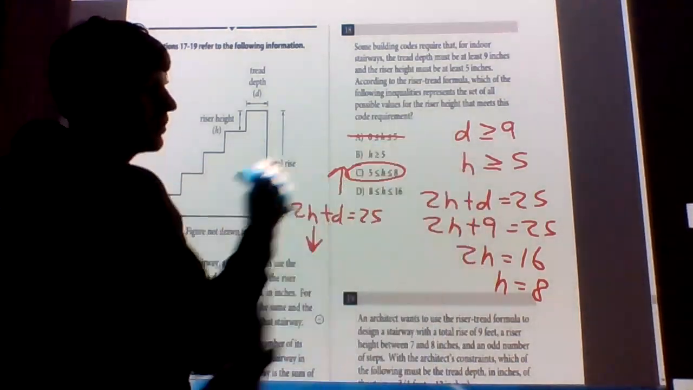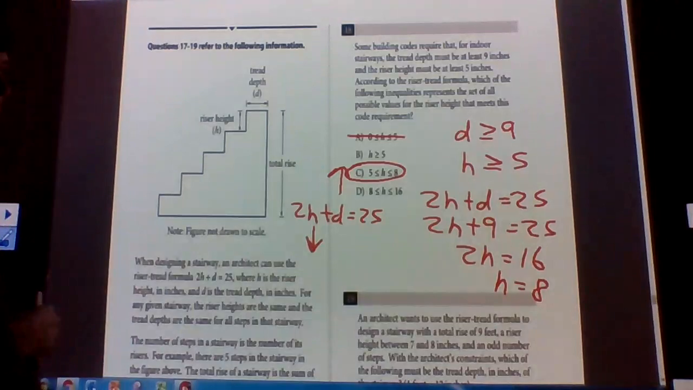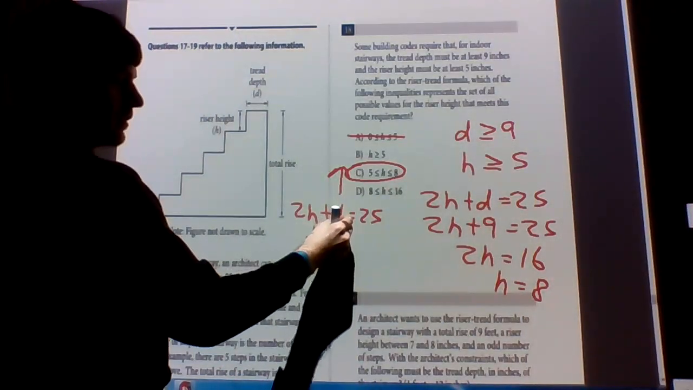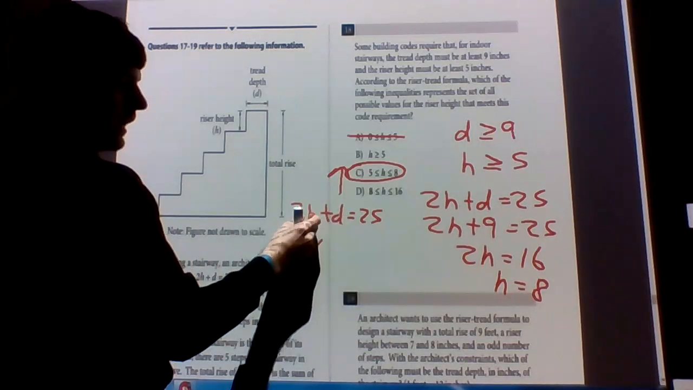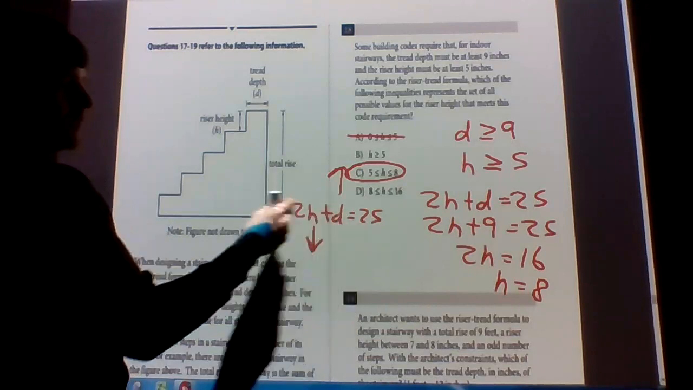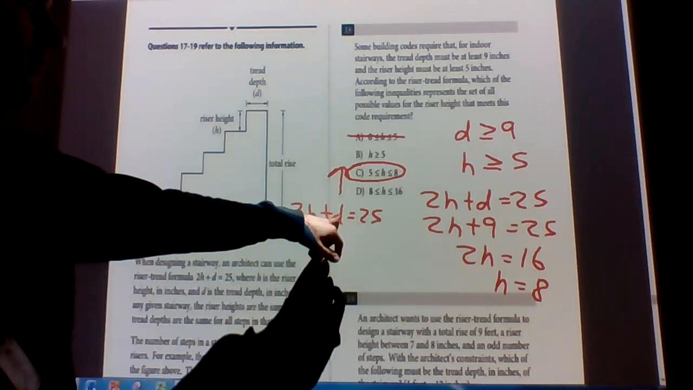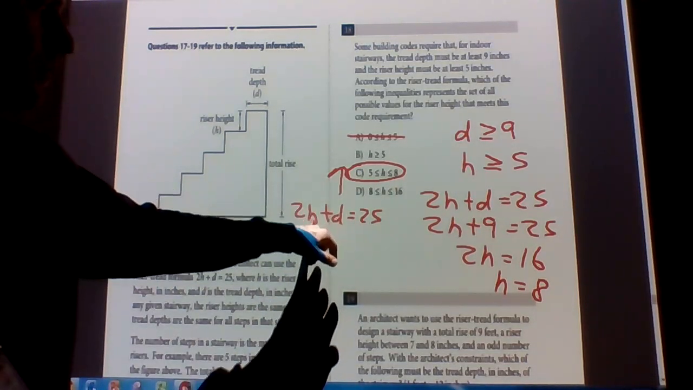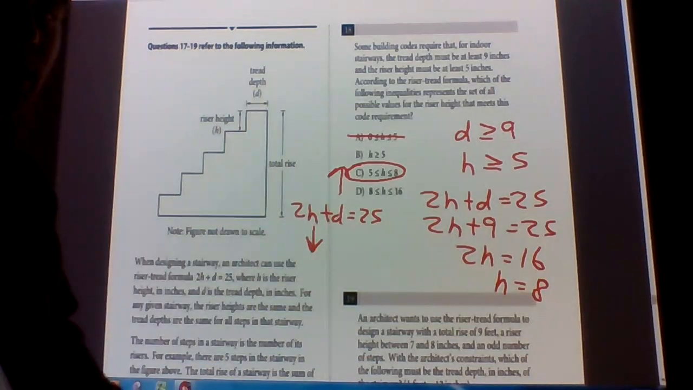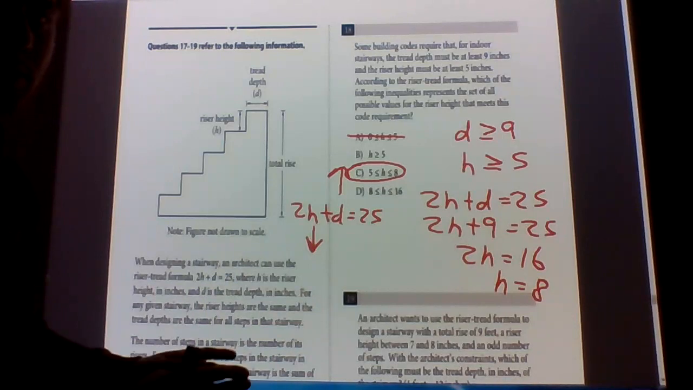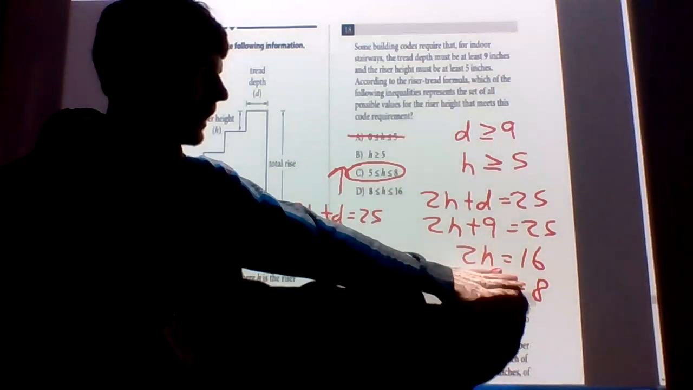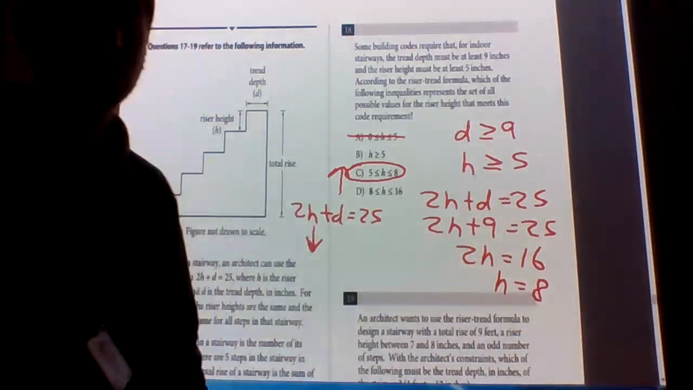We know H has to be greater than 5, because that's what it tells us. We also know that D has to be at least 9. But if you make H anything greater than 8, D is going to be less than 9, and we can't have that. So the lowest possible value for D is 9, which means the greatest possible value for H is 8, because they inversely affect each other. As D goes up, H goes down. As H goes up, D goes down. So h is the maximum number we can have using our smallest d value.